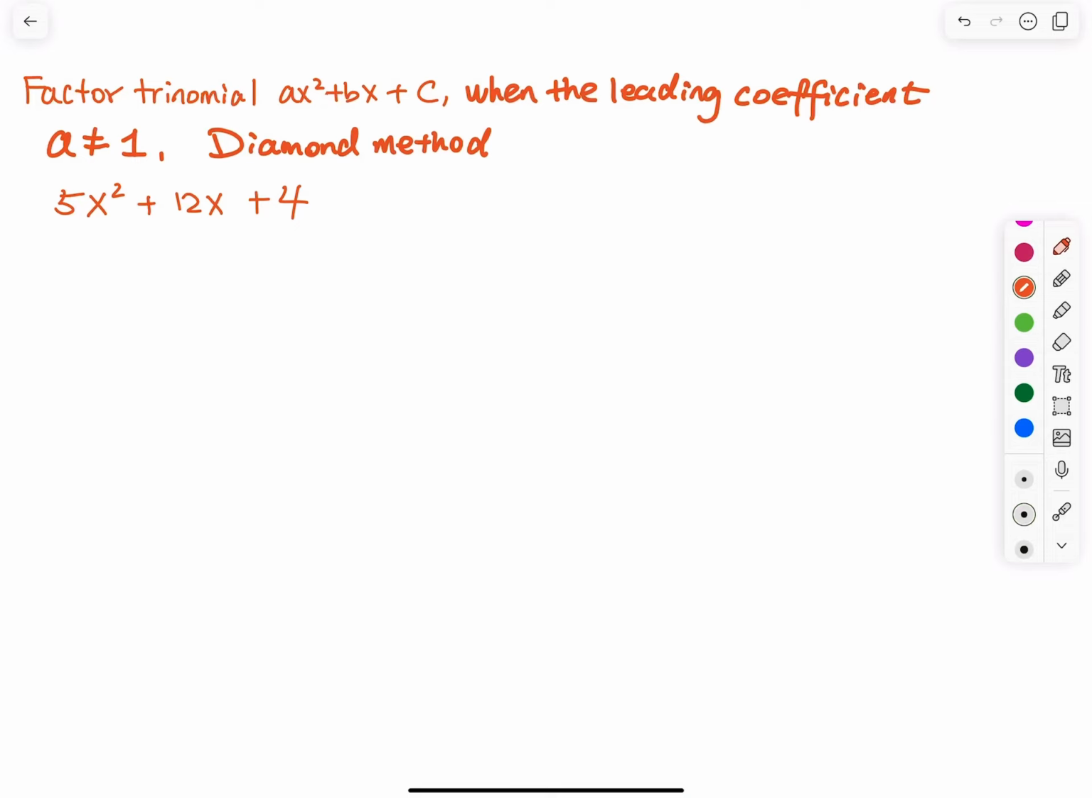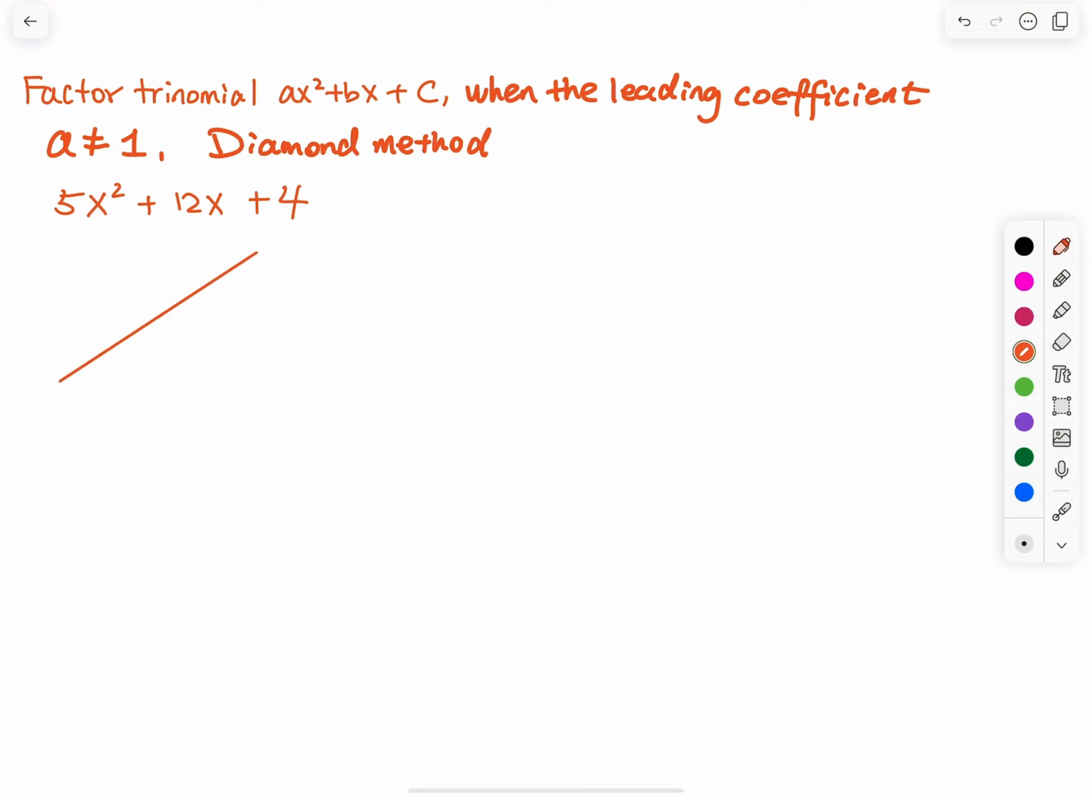I am trying to factor this trinomial, 5x squared plus 12x plus 4, but this time the leading coefficient is not equal to 1. I will still use the diamond method and follow all the steps, but we have to do one extra step for that leading coefficient. So first of all, set up the diamond method.